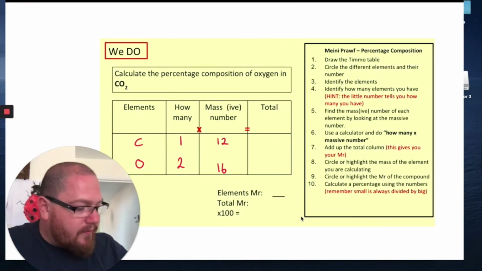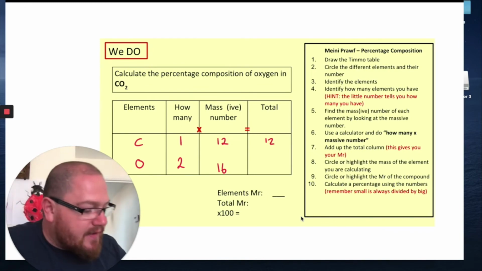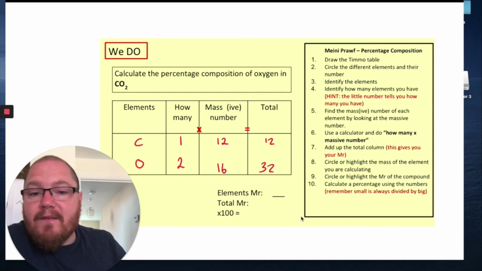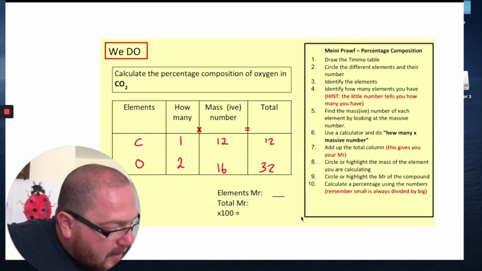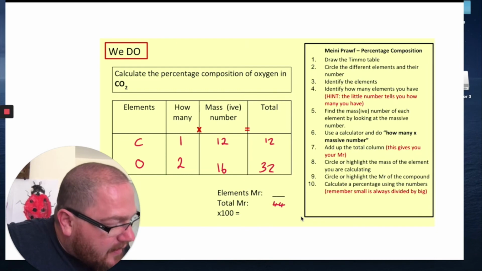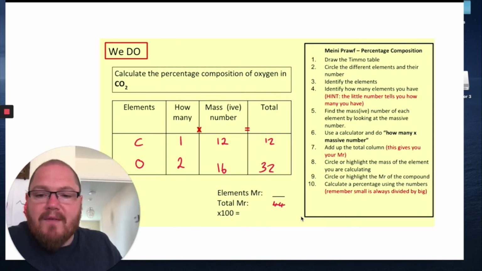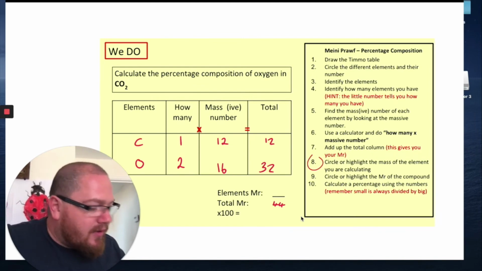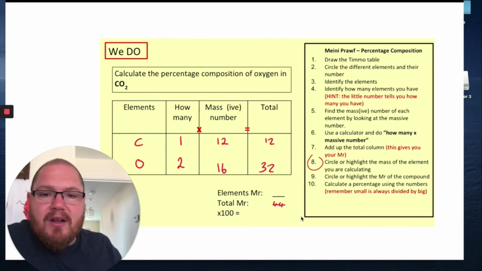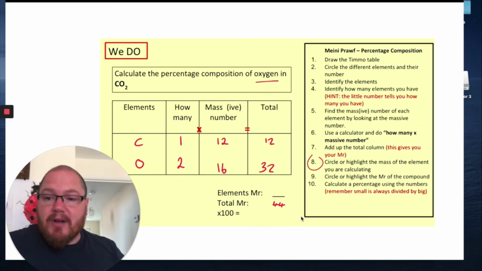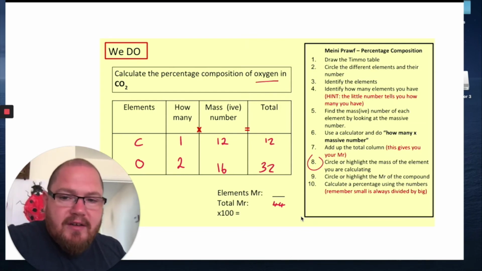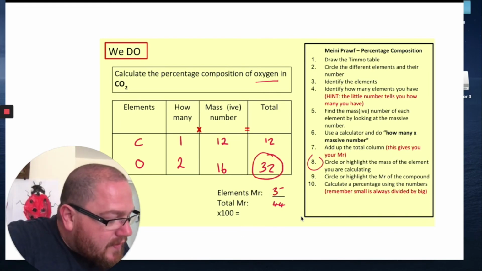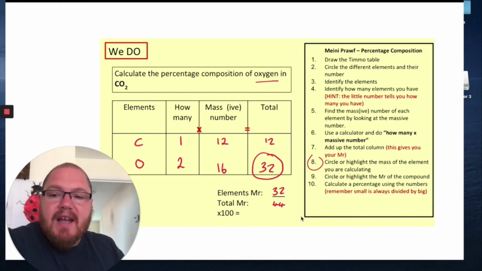1 times 12 is 12. 2 times 16 is 32. So 12 plus 32 is 44. I'm going to put that now under that line, 44. Total Mr 44. Calculate the percentage composition now. I think we're on step 8 now. Circle and highlight the mass of the element you are calculating. So I'm doing oxygen, that's what it wants in the question. Oxygen is 32. It's going to be 32 over 44 times 100.